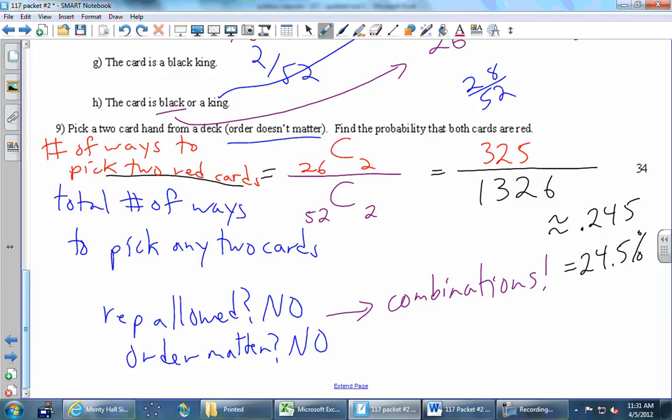Could it be black, black? Not anymore. Not if this is the first card that I've already picked. Could it be one of each? Yes. Okay, so right here, I've still got a couple of things in play. If I pick a red card, I still have red, red, and one of each in play.